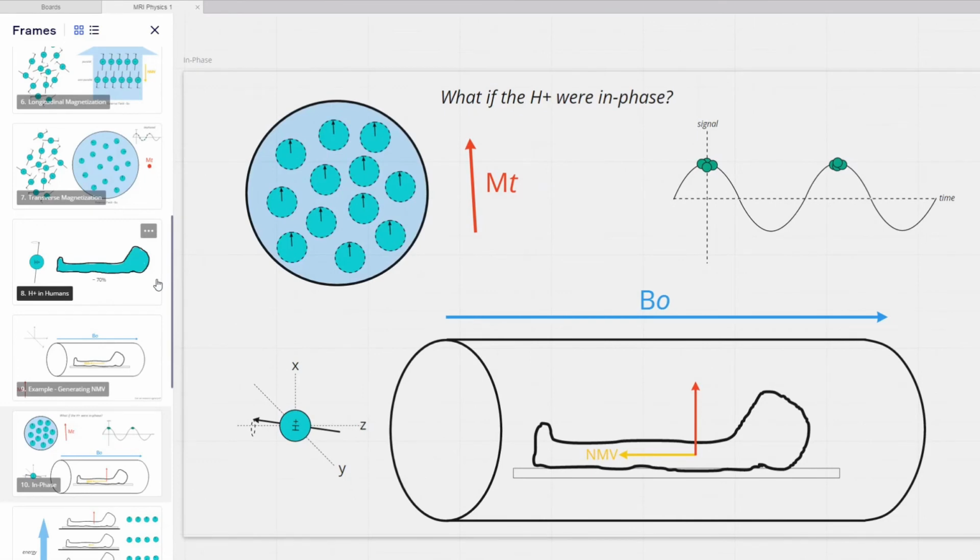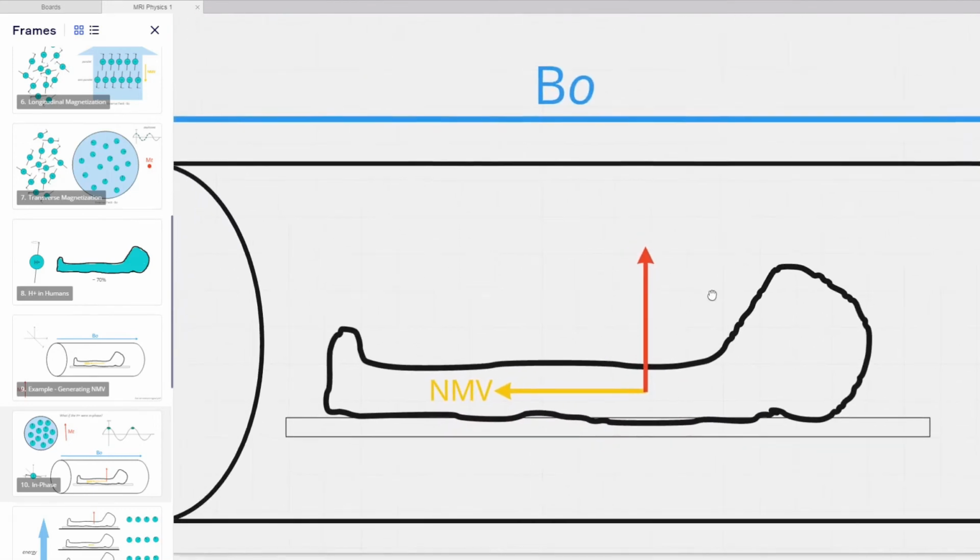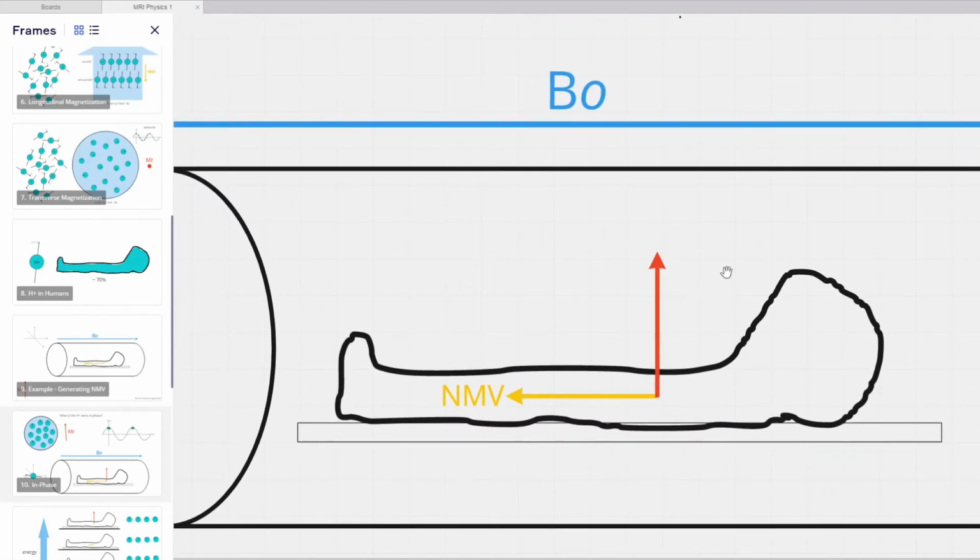Okay. So what if we had some net magnetization that was, instead of being in the same plane as our magnetic field, in the perpendicular plane? What if it was in the transverse plane, right? Kind of in this XY transverse axis. Could we measure signal then?